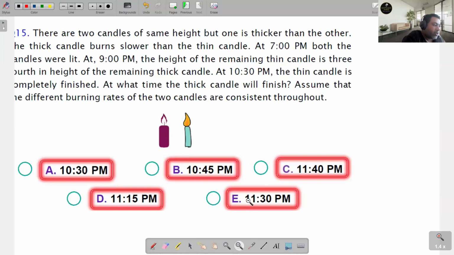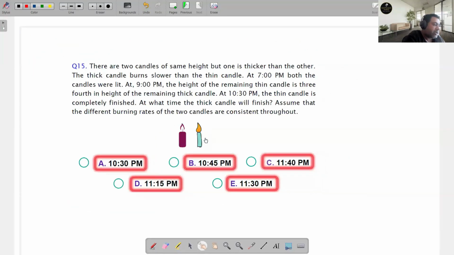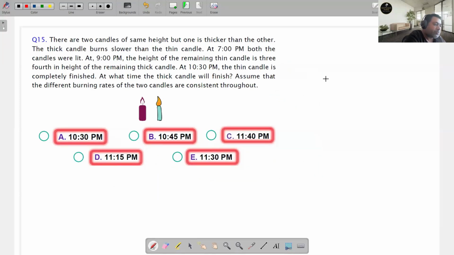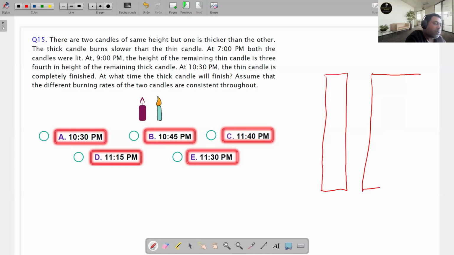Let me make the question a little smaller so that we get a little more working space. Right, so let's understand this. You have a thin candle here, and you have a thick candle of the same height. They were both lit at the same time at 7 p.m. At 9 p.m. we took stock of the things. It was observed that the thin candle is 3/4 in height of the remaining thick candle.